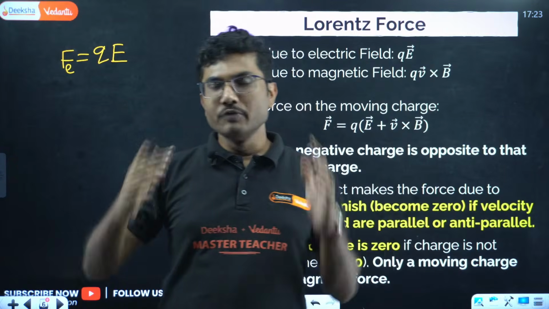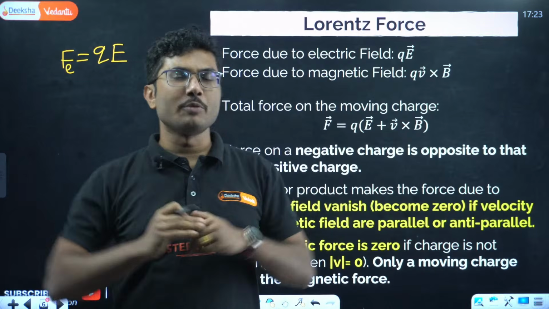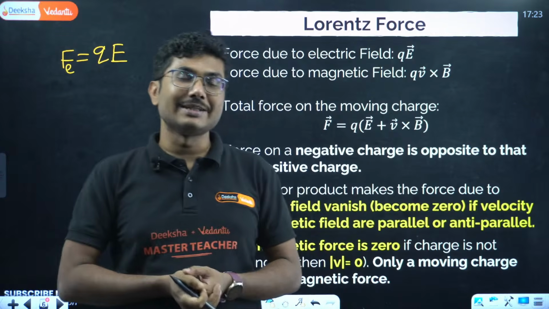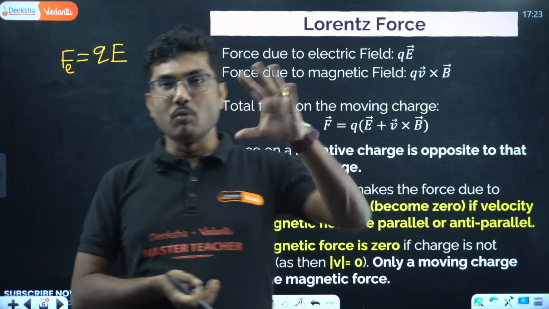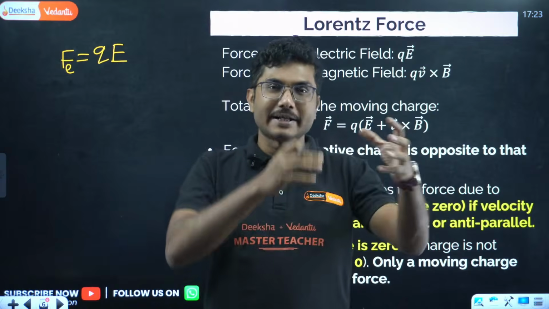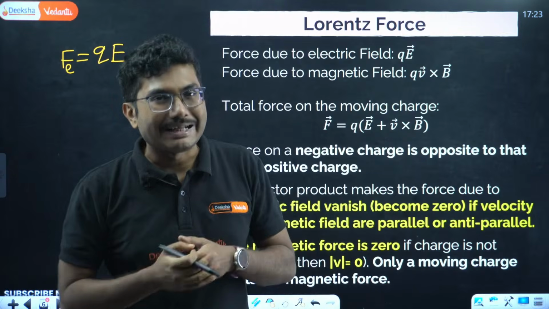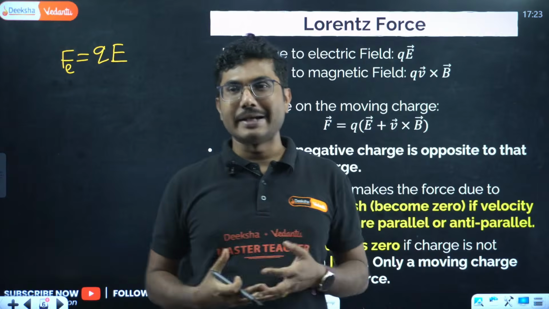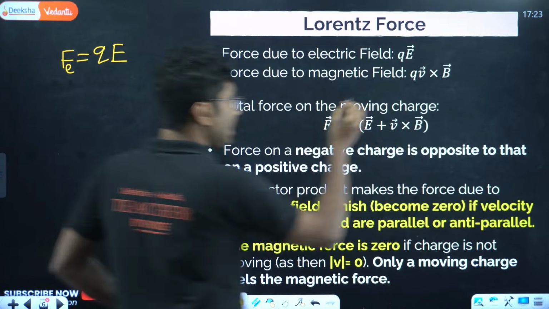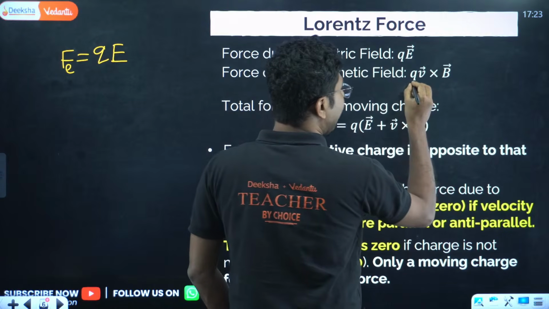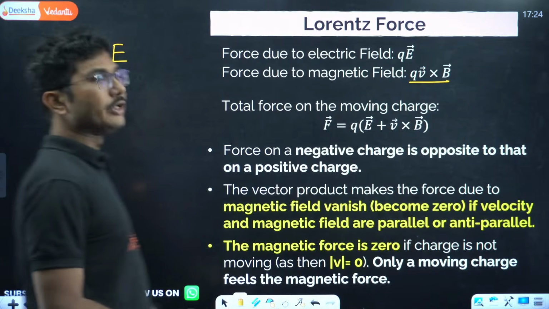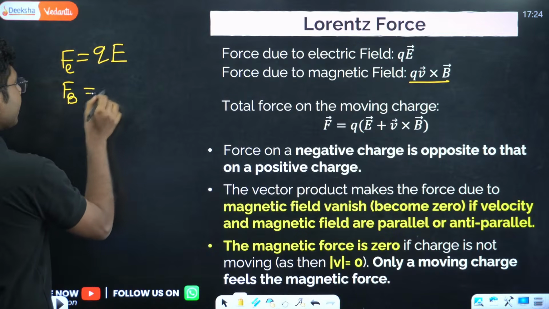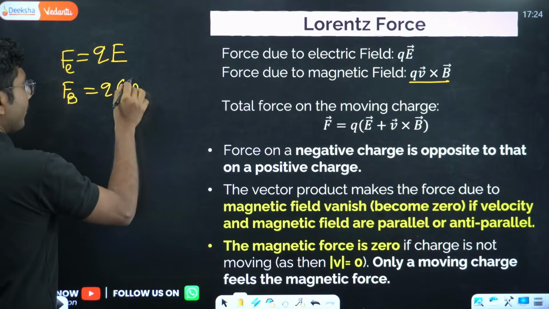A moving charge has its own magnetic field. When you keep that moving charge inside a magnetic field, both the magnetic field of the charge and the external magnetic field interact with each other, and that's why the charge will experience a magnetic force as well. The magnetic force acting on a charge is given by Q into V cross B. So the magnetic force acting on the charge is given by Q V cross B.